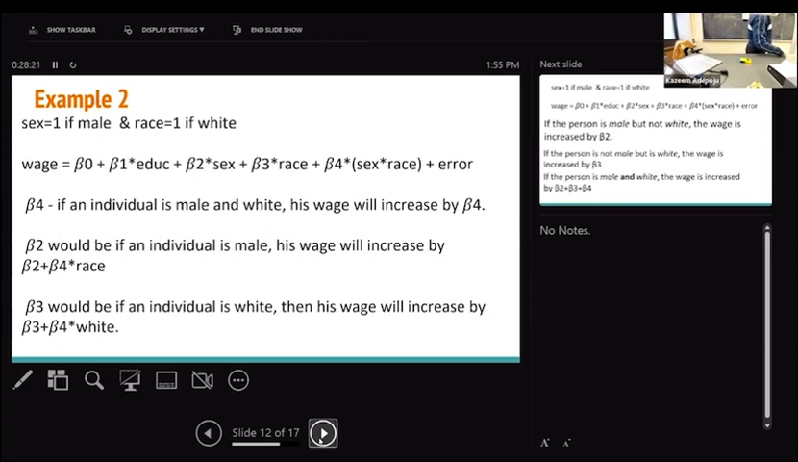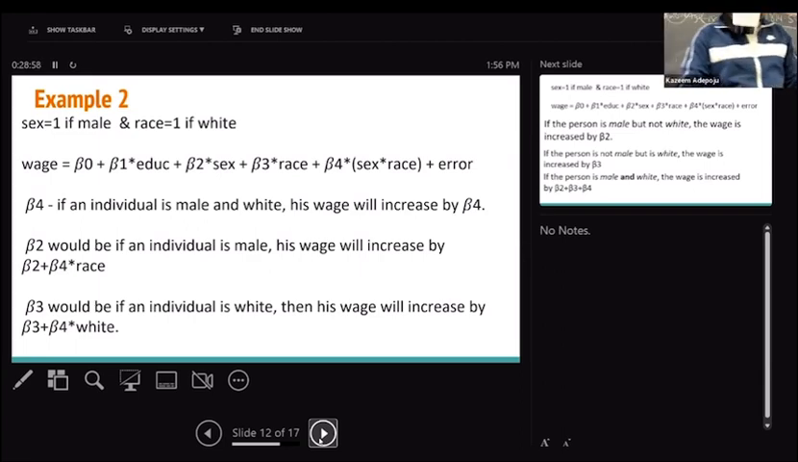Let's start with beta 4. What is beta 4? That is the interaction, right? When you want to interpret that interaction, you need to mention what R coded as 1. What does R code as 1? Male and white. And that is why I said if an individual is male and white, his wage will increase by beta 4. I'm using increase here, provided the sign of beta is positive. If it is negative, I'm actually going to say decrease. Now, do you understand how to interpret that interaction?